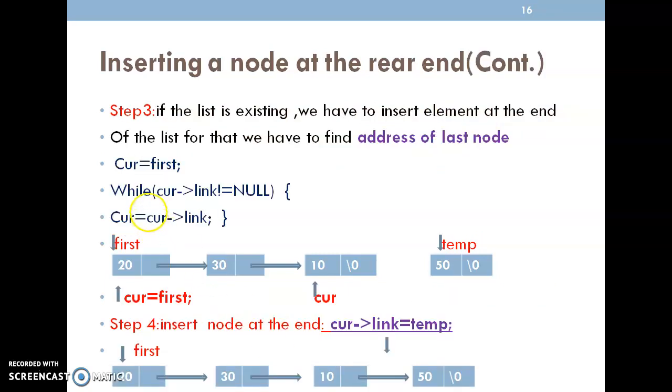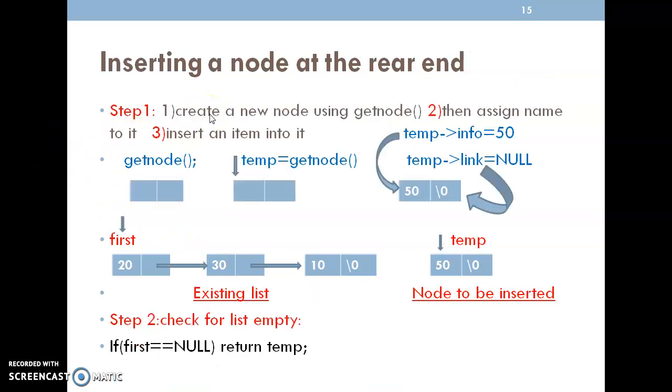Then second case is that if the list is existing, like here the list exists that contains 3 nodes, then where I'm going to insert the element, I'm going to insert the element at the rear end. For that case, I want to attach into the last node. So I need the address of this last node. So how to get the address of last node?